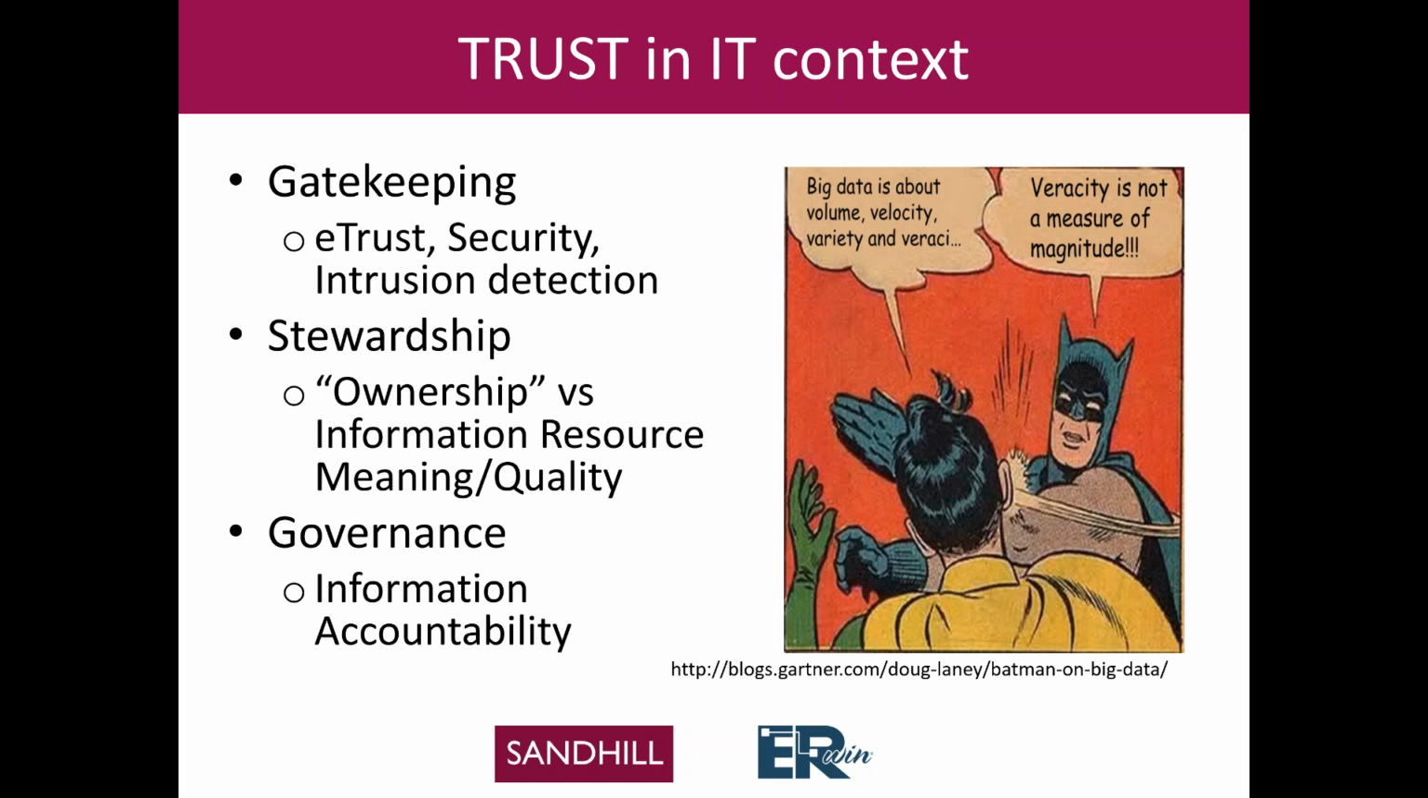I love a little cartoon from Doug Laney from Gartner, and Robin was saying basically it's all about big data. It's volume, velocity, variety, and veracity. And Batman's response is no, veracity, truth, and data, it's about all data, not just big data. And we do have a big problem with big data.